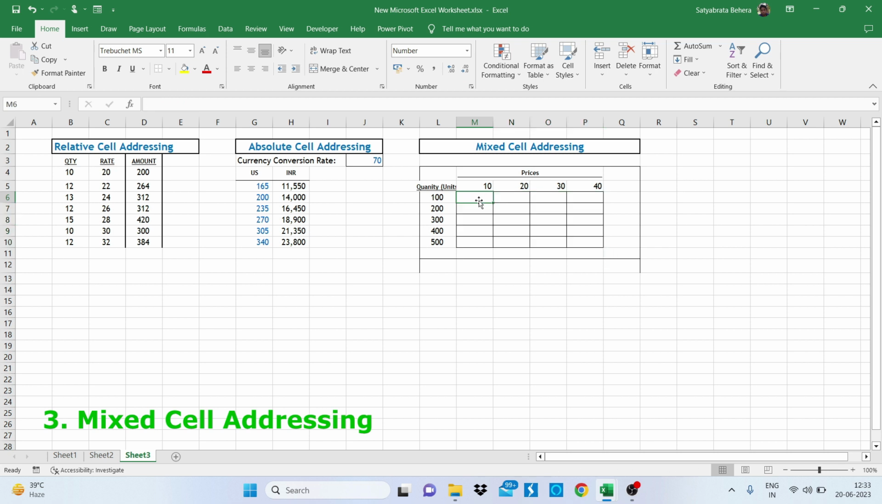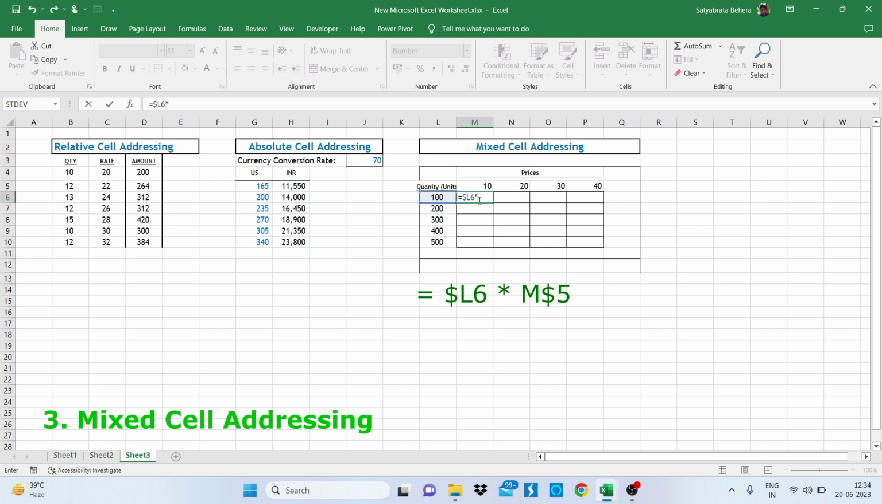So the quantities are written in column L. They are changing row-wise, but the column is constant. So we will fix the column L, but we will not fix the row. We use the dollar symbol before L. We don't want to fix the row, so we will write it simply as 6 cross. Now we are going to multiply it with the price. The prices are written from M4 to P4.